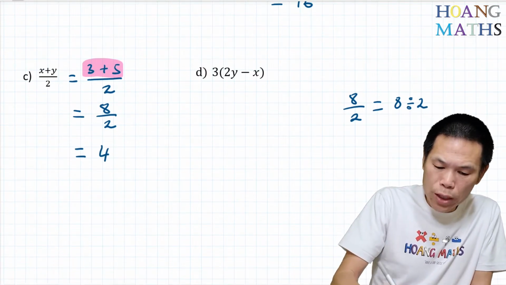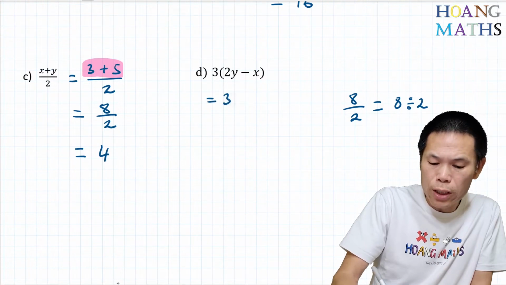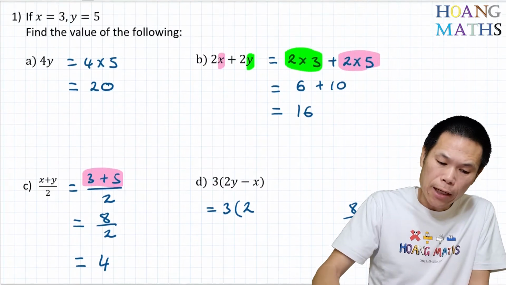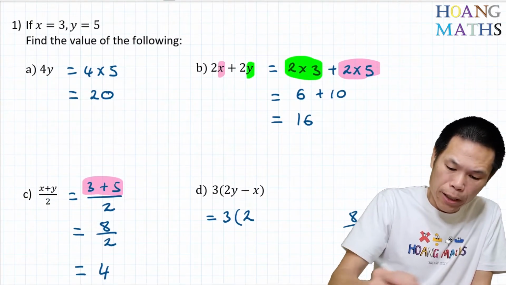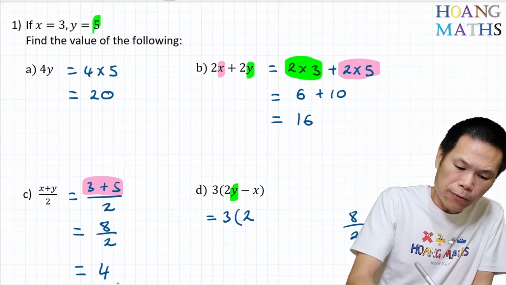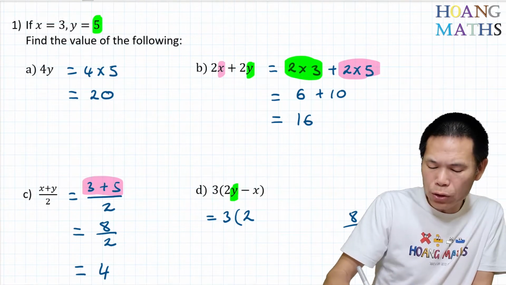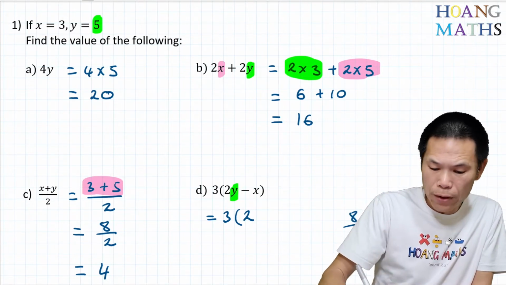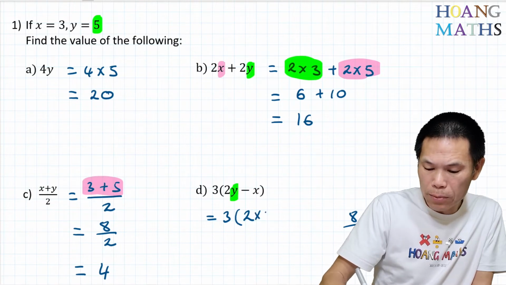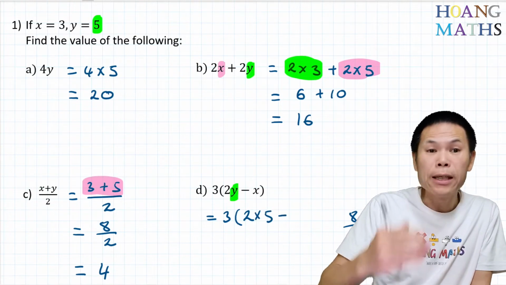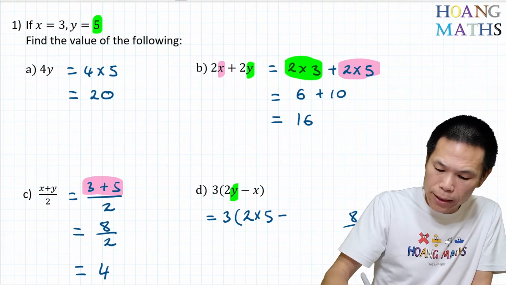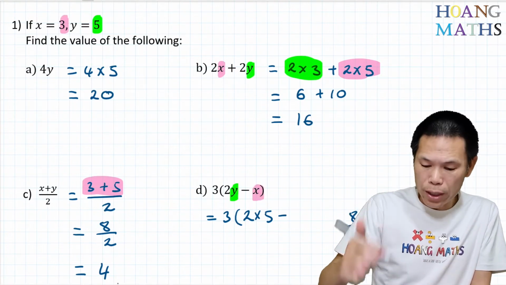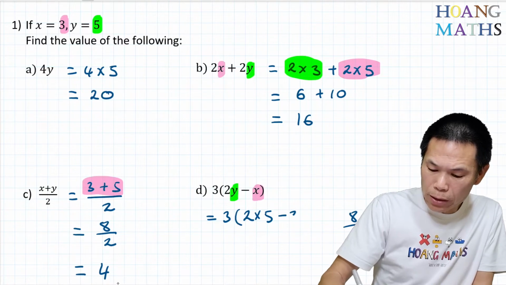Part D. We have 3 lots of 2y. Let me write this down first. In this case, we have y here, and y is 5. 2y means 2 times y. But y is 5, so this means 2 times 5. And minus x. We have x here, and x is 3, so we replace it with 3, which is minus 3.